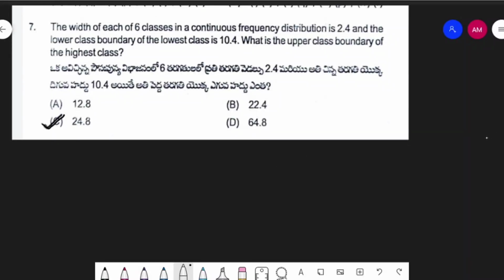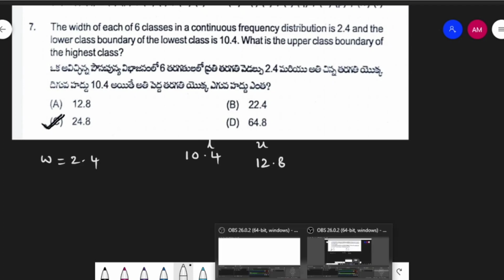The width of each of 6 classes in a continuous frequency distribution is 2.4. They have given that width is equal to 2.4, and the lower class boundary of the lowest class is 10.4. So the lowest class is 10.4, this is the first class. And what will be the upper boundary of the first class? 10.4 plus 2.4, it's nothing but 12.8.